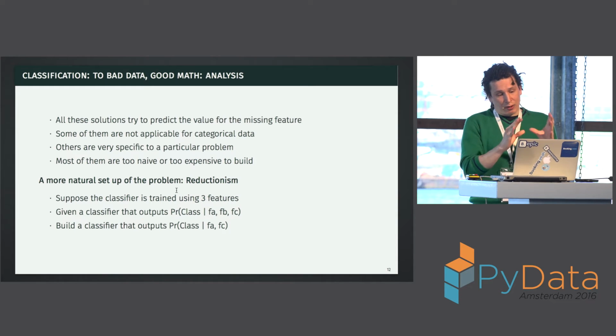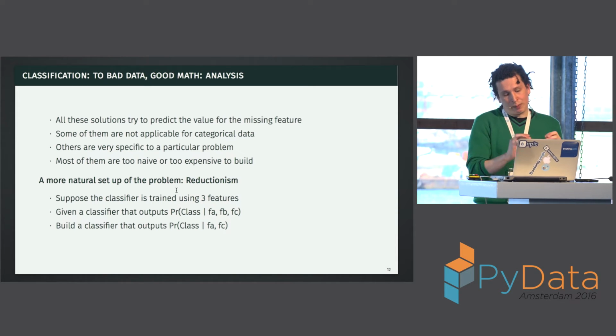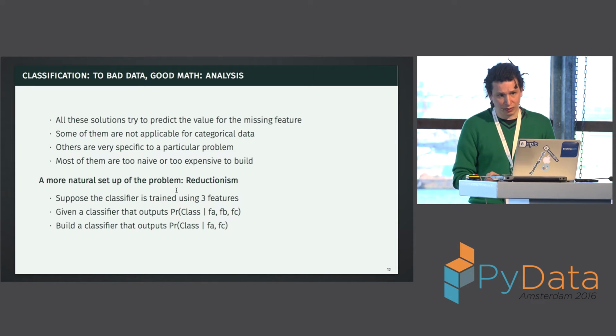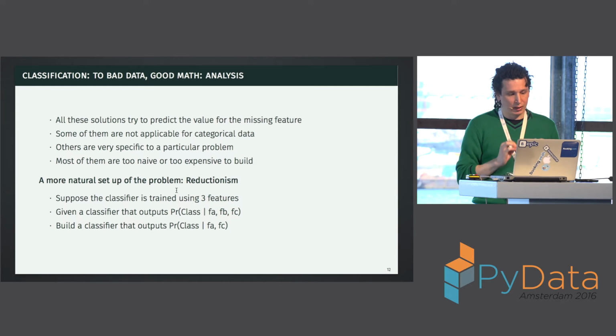So in this case, the reductionist approach to this problem, I will simplify it to only 3 features. So you have a classifier that outputs the probability of a class given a feature A, B, and C. This we already have. It's a classifier that works. We already trained it. It's awesome.